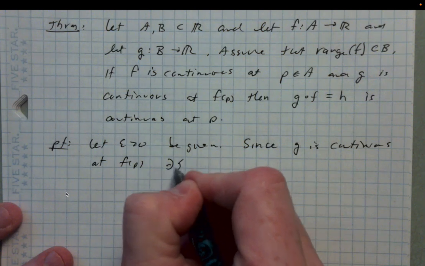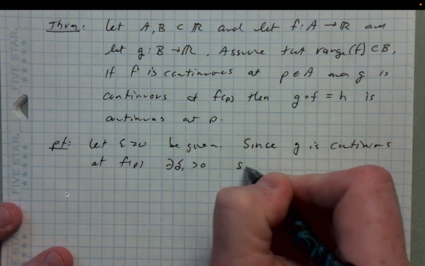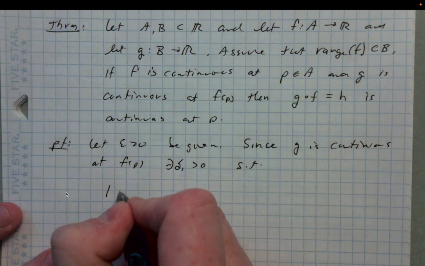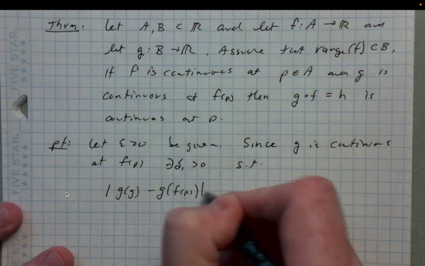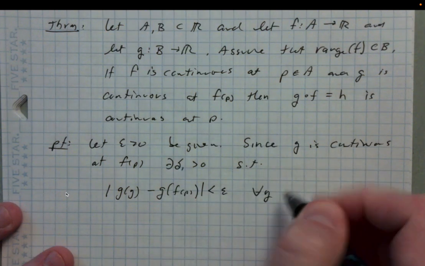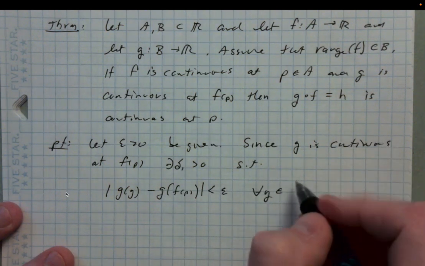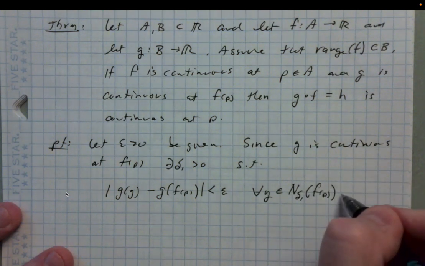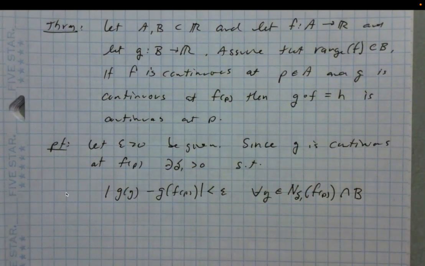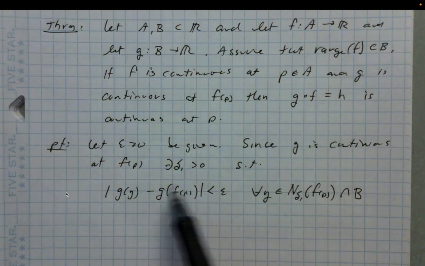That means there exists some delta, we'll call it delta 1, greater than 0, such that, what do we got? Well, the absolute value of g of y minus g of f of p is less than epsilon for all y in the delta 1 neighborhood of f of p, and let's say intersecting the domain B, right? So basically, whenever y is inside the delta 1 neighborhood of f of p, then you have this closeness, right? Okay.